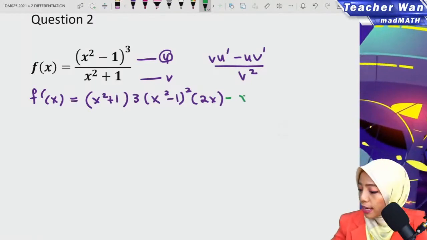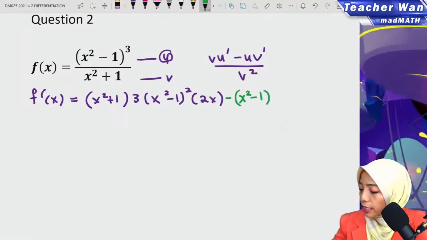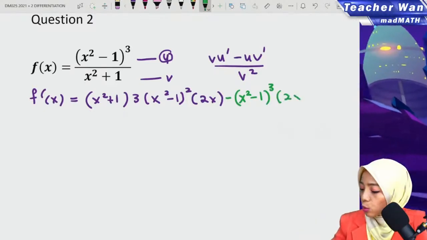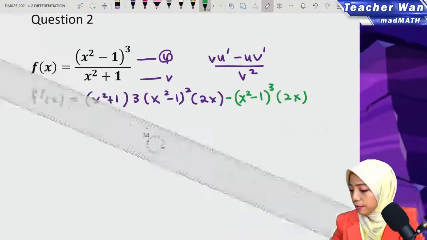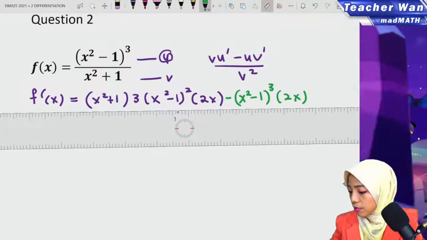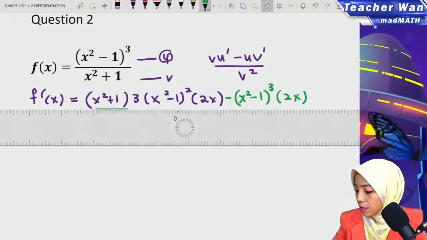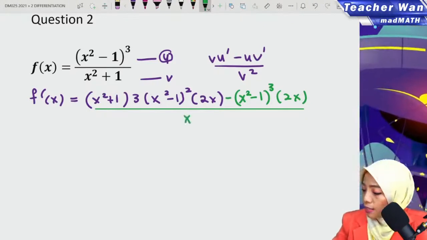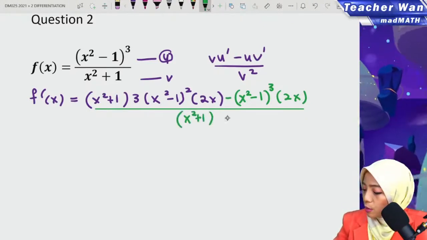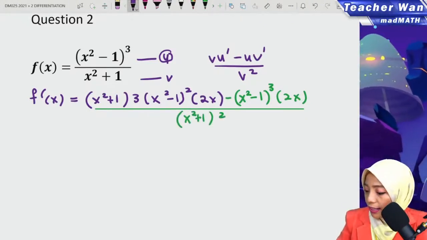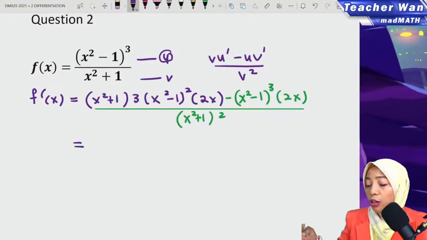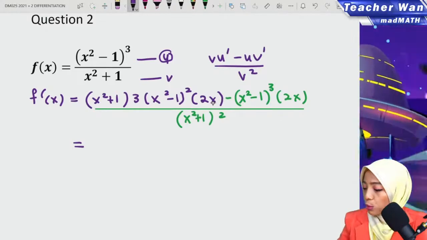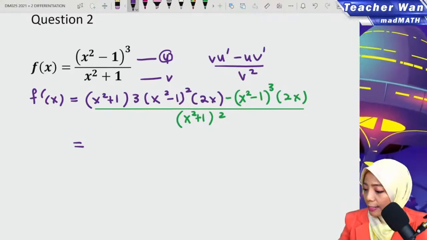Now we minus with u, which is x square minus 1 cube. What is our v prime? So 2x over v square, so x square plus 1 square. Alright. So now we are going to simplify. 3 times 2x is 6x.